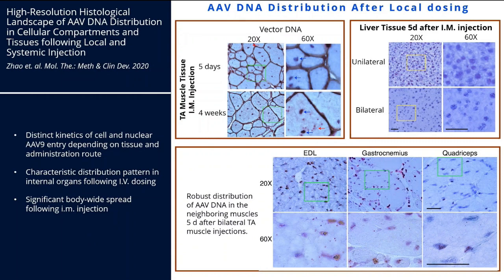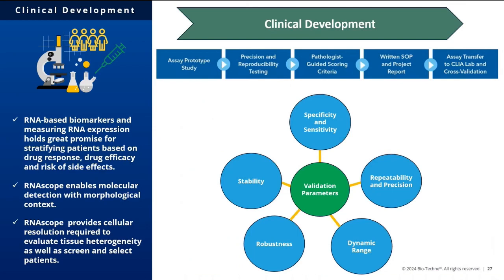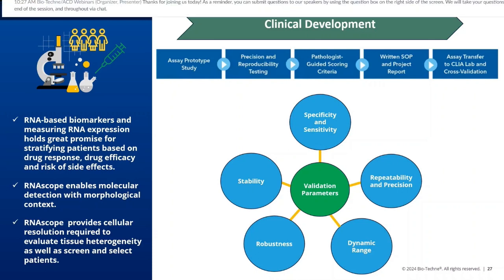To conclude my part of the talk, and before I pass the baton over to Farhad to tell you all about our comprehensive data analysis options, I want to end with telling you about how you can use our professional assay services during the clinical development stage. To date, the RNAscope technology has been used to evaluate tissue heterogeneity and to potentially better screen and select patients. The use of RNAscope ISH as a companion diagnostic has been critical to the clinical success of certain drugs.